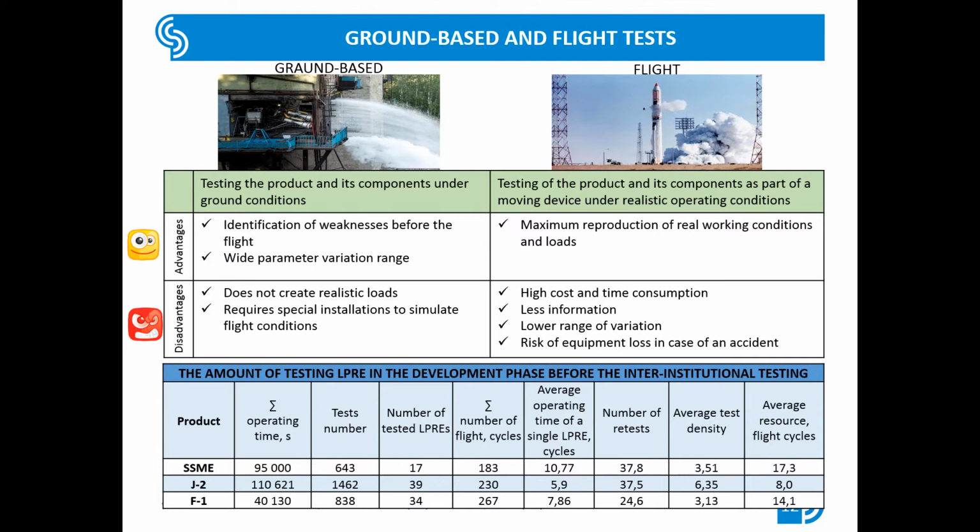For this reason, much of the testing is done on the ground. It allows some of the components to be refined before the flight test, and thus reduces the probability of failure, as well as significantly cutting the costs of the LPRE development. Ground testing refers to the testing of a product and its assemblies under terrestrial conditions, while flight testing refers to the testing of a product and its assemblies in a transportable vehicle under realistic operating conditions to confirm their performance and determine their suitability for their intended use.